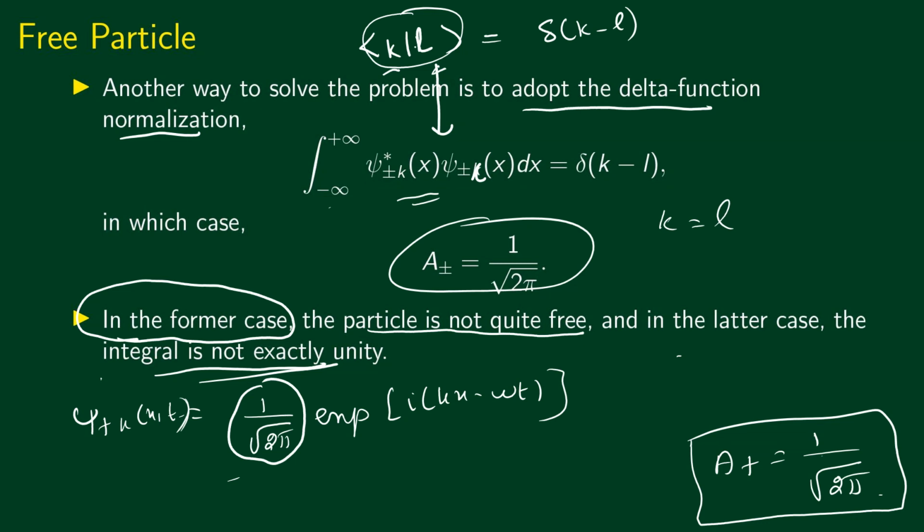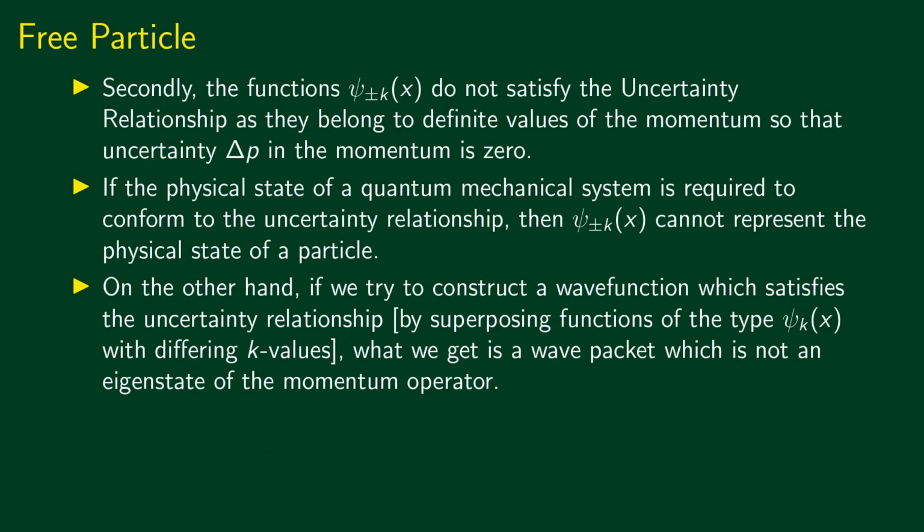Now this makes it mathematically workable. Either the box normalization or the Dirac delta function normalization makes it useful. We can use these things. But still, these do not represent a physical state of a system. It could be an idealization. Now, the second problem is that these functions that we obtained do not satisfy the uncertainty relationship.